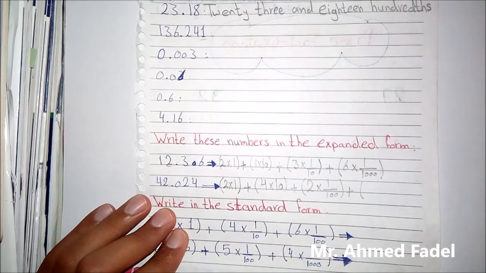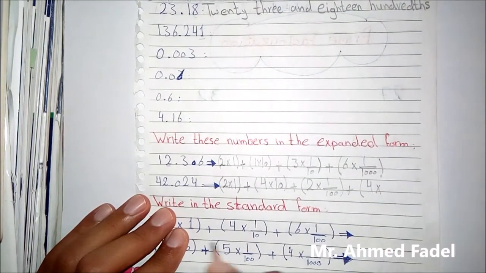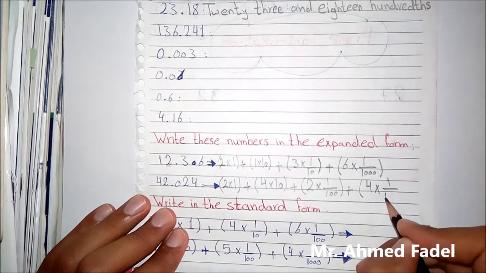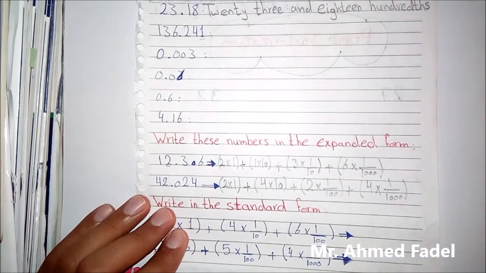Then Mr. Rahmat said about the 4, which is 4 thousandths. Omar Khatib is saying so. So it's 4 times thousandths, which is 1 over 1,000. And this answers the question.